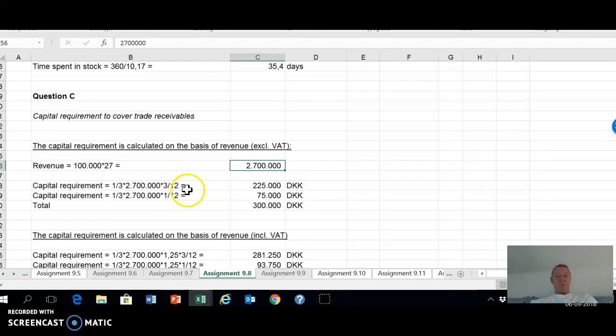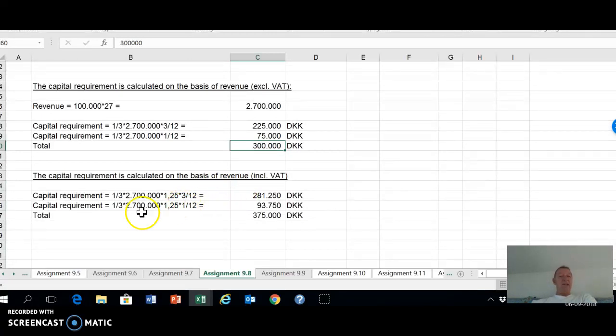We could also have divided by 4 because the debtor turnover ratio is in fact 4, 12 divided by 3. 1/3 is with 1 month of credit, so we take 1/3 of 2.7 million and divide by 12. We have tied up 75,000 in trade receivables for this part of sales with 1 month of credit. So the total amount for trade receivables is 300,000. This was without VAT. We could also have included VAT. Then we, of course, should multiply by 1.25.